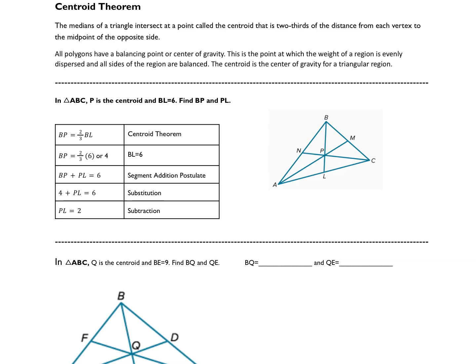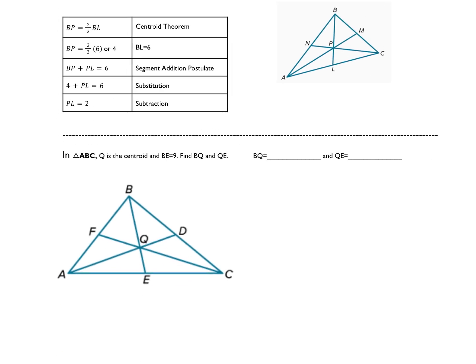So now that I know that BP is 4, I can use that to find PL, because I know BP plus PL is 6, so 4 plus PL equals 6. So 4 plus what equals 6? It'd be 4 plus 2. So that means PL has to be 2. So let's try to do another one together here.